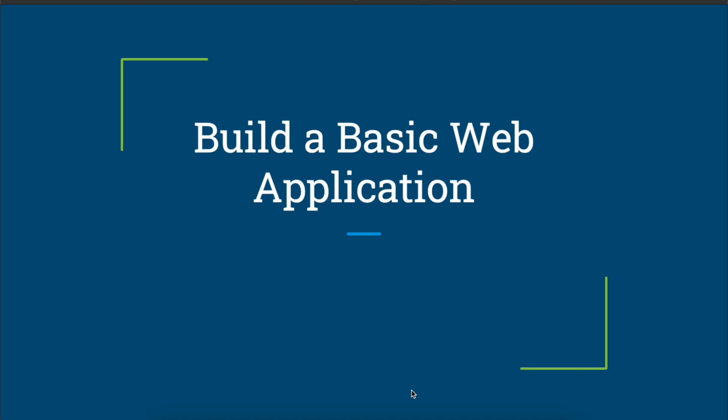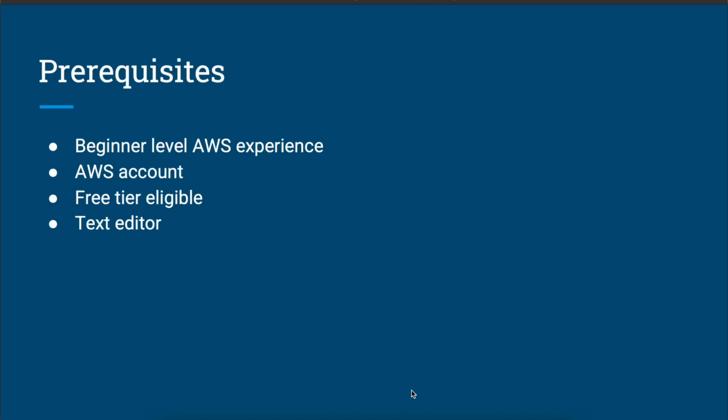In today's episode, we're diving into creating a basic web application. The prerequisites for this tutorial are beginner-level AWS experience and an AWS account with admin access. The cost of this project is eligible for free tier, and you will need a text editor of your choice. I'll be using Sublime Text, and by the end of this tutorial you'll have a fully functional web application on AWS.